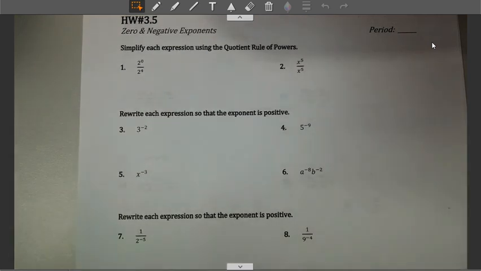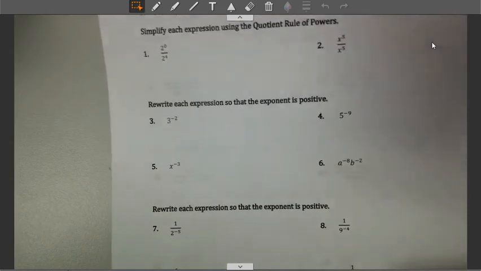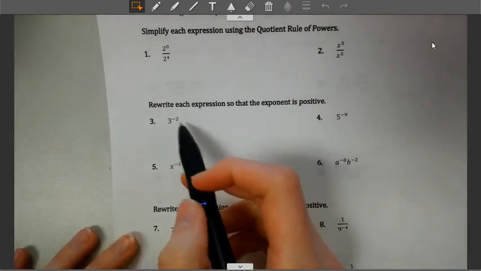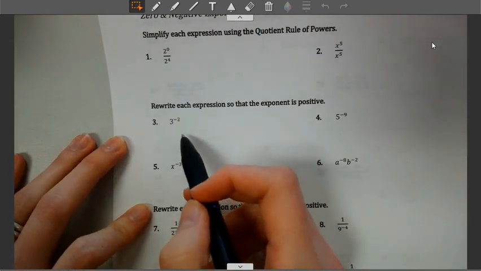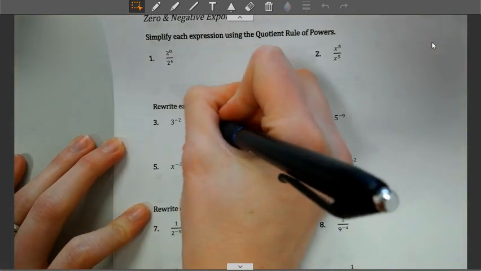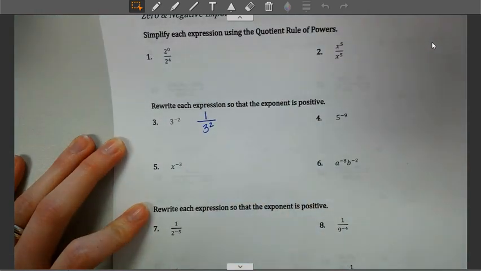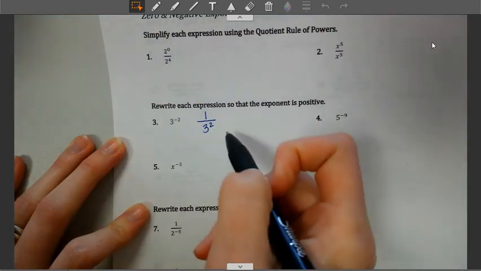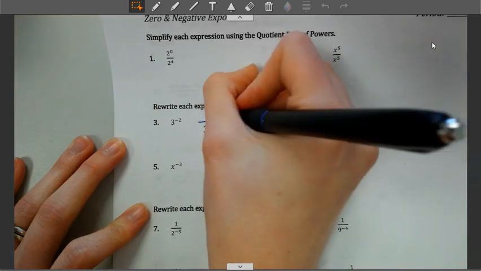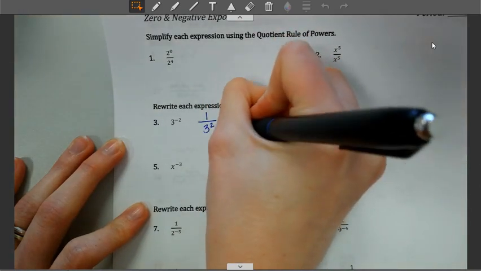All right, so we're going to rewrite each expression so that the exponent is positive. When we have negative exponents, we're going to go ahead and move them to the denominator. So this becomes 1 over 3 squared. And when you move that 2 down, it becomes positive. And then 3 squared is 9. So this is the same thing as saying 1/9.